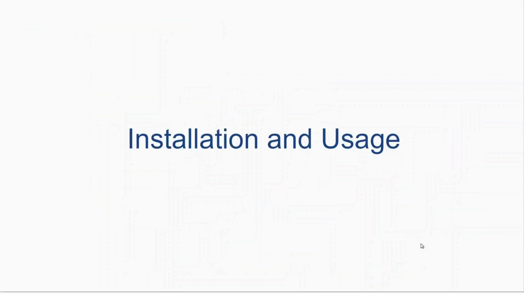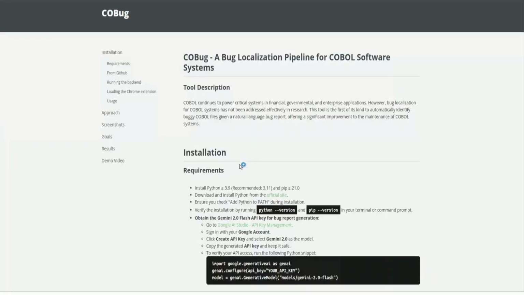Installation and usage. To use COBug, follow these simple steps. These are the requirements. Python requirements. Make sure you are using Python 3.9 or higher. We recommend Python 3.11 because some libraries like Google Generative AI require this version.